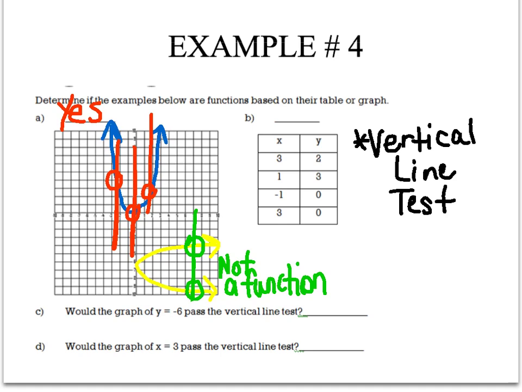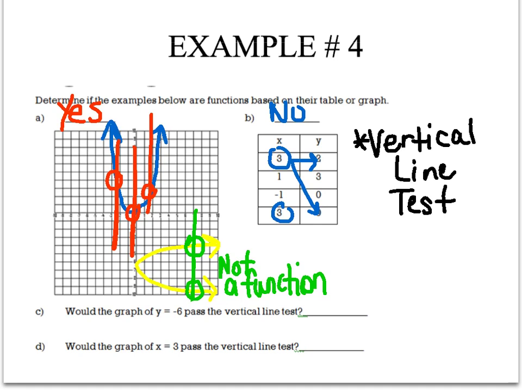For letter B, I am looking at an x coordinate that is being used two separate times. So this is not a function because that x coordinate would be split in two different directions. It would be going with the 2, and it would also be going with the 0, and that does not work for a function. So two questions about the vertical line test, C and D.